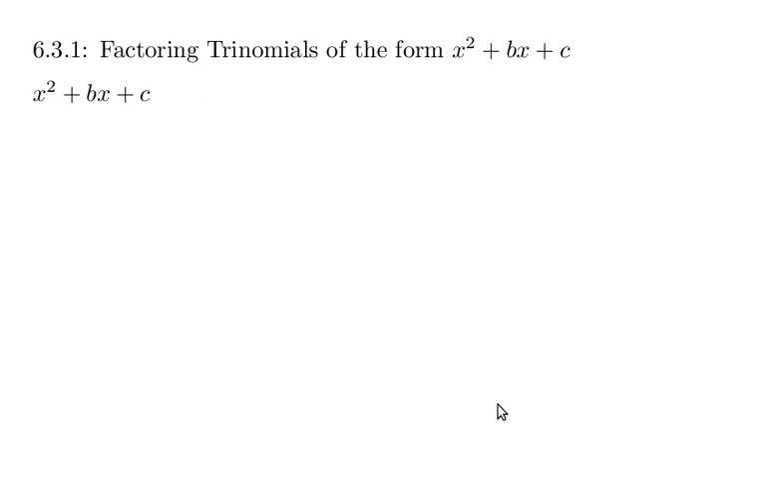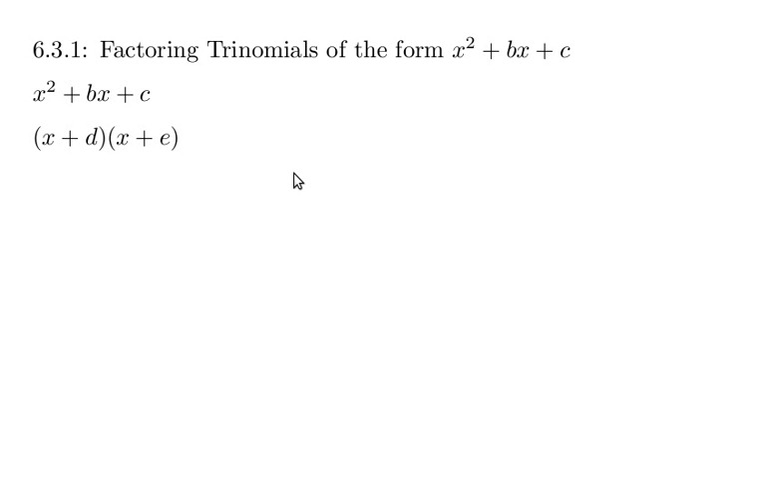Since factoring is essentially the opposite of distribution, more or less, let's see what happens when you multiply two binomials. Let's look at two very generic binomials. Let's say we have x plus d times x plus e. So we're going to go ahead and multiply these together.